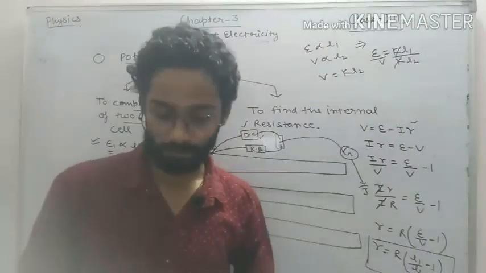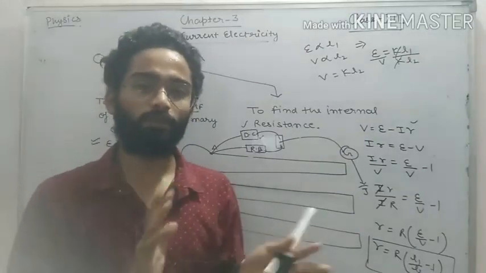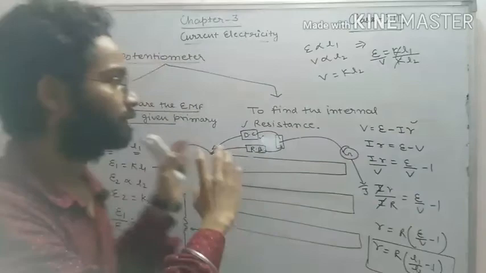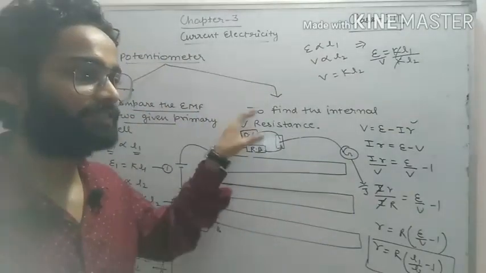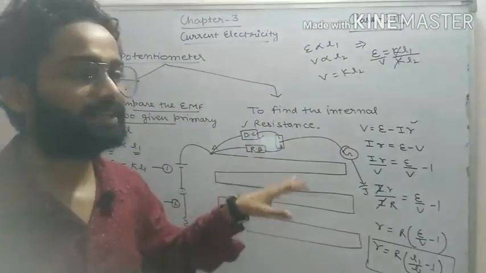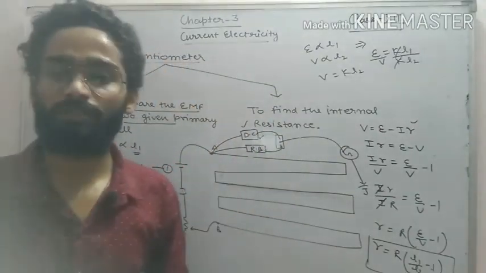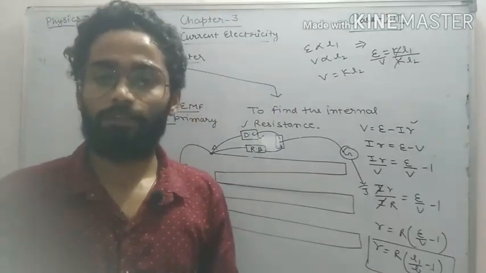This is all for this chapter, current electricity. I hope you are getting this point. This was just a glimpse of the chapter that we have seen. Many topics come in this chapter. We have to read them very carefully and apply them for the particular application of the topic.